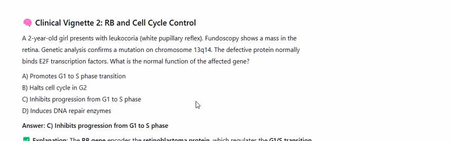Explanation: The RB gene encodes the retinoblastoma protein, which regulates the G1/S transition by binding and inhibiting E2F, a transcription factor necessary for S-phase entry. When RB is phosphorylated, E2F is released, promoting progression.